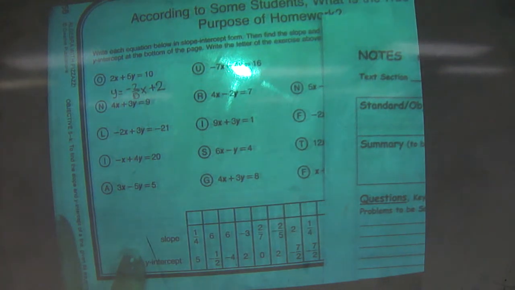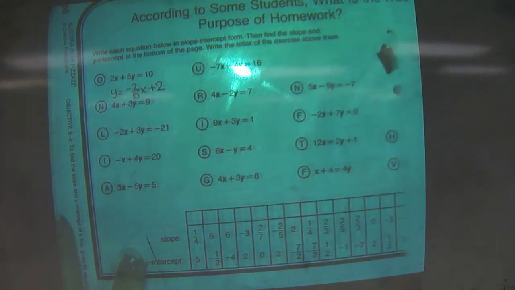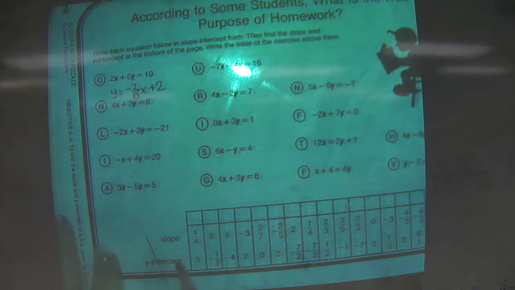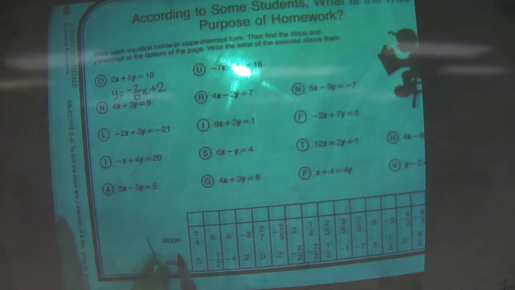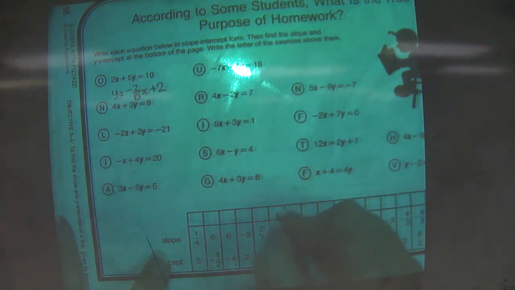But you don't worry about it being a fraction because it's not really, it's slope. It's a downward slope with a rise of negative 2 and a run of 5. So down here on the bottom, we're looking for a slope of negative 2/5 and a y-intercept of positive 2. It's right here, and that's the letter O.